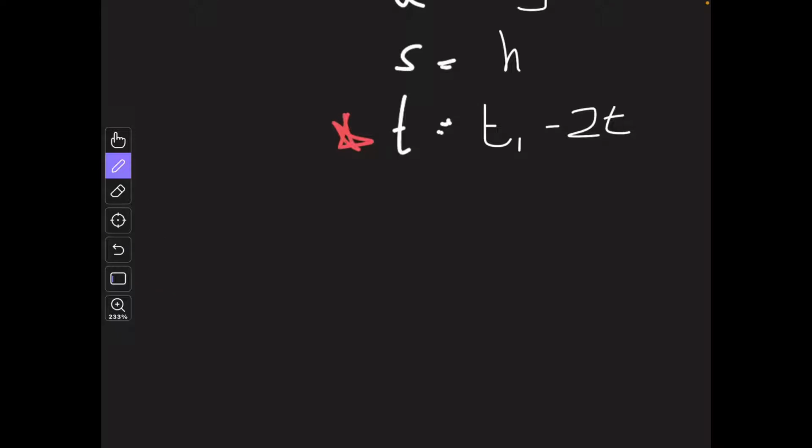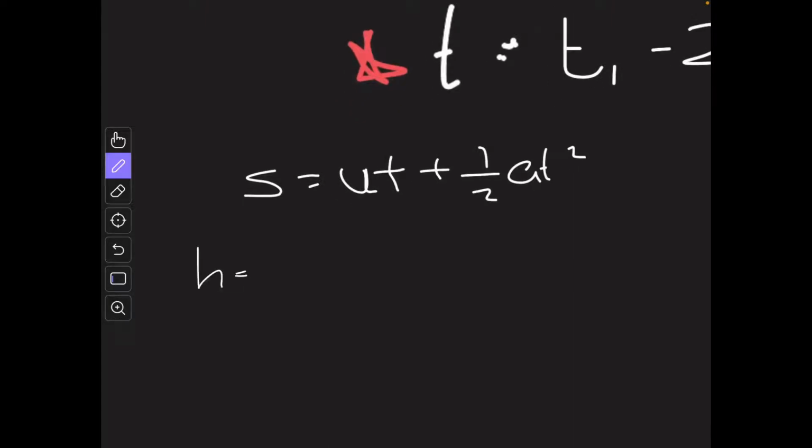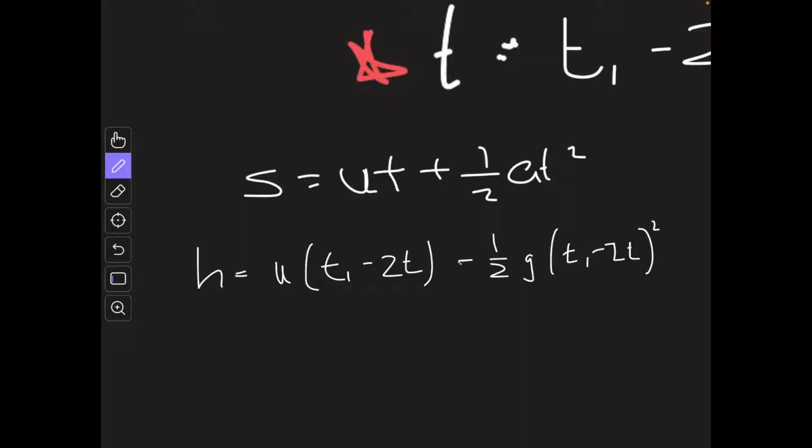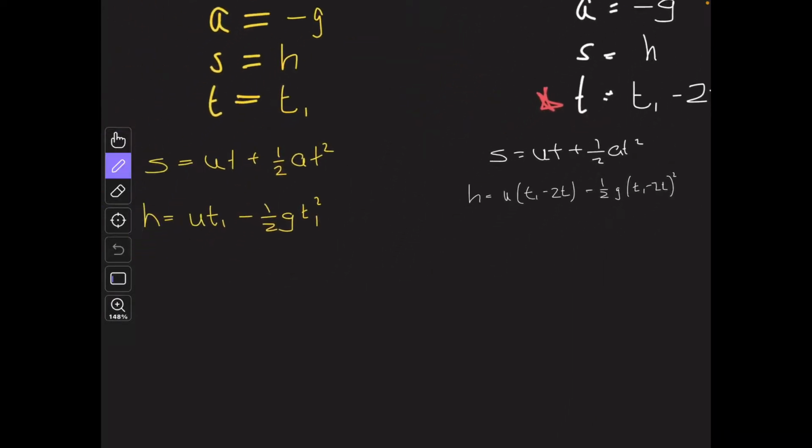That's about as far as we can go with that one. Let's do the same over here, and you should hopefully start to see what I'm going for. s equals ut plus a half at squared. That's the general equation. So h equals u times (t1 minus 2t), minus a half g (t1 minus 2t) squared. Okay, so we now have two equations with h.